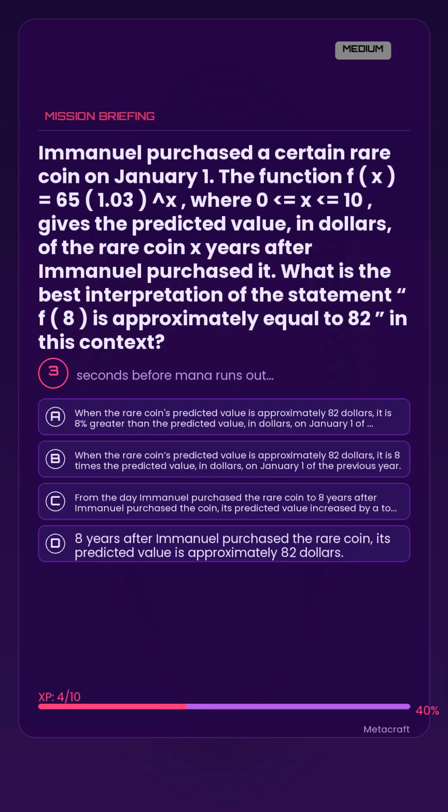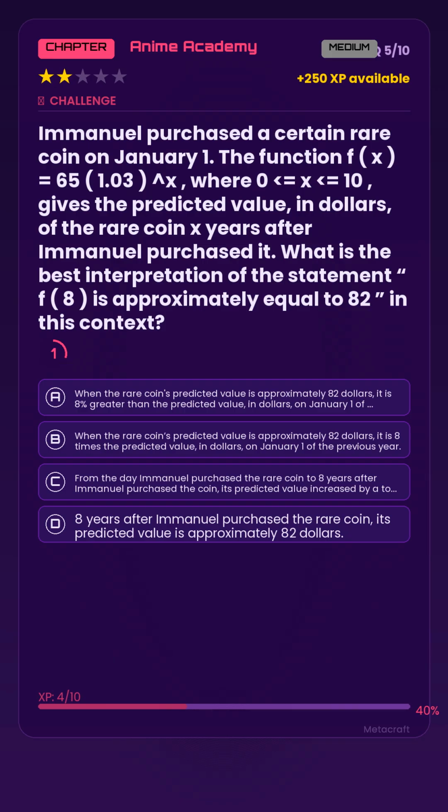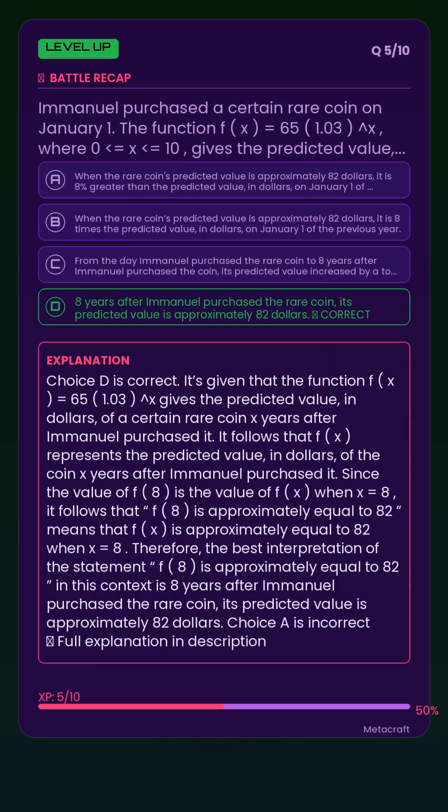Option C, from the day Emmanuel purchased the rare coin to 8 years after Emmanuel purchased the coin, its predicted value increased by a total of approximately $82. Option D, 8 years after Emmanuel purchased the rare coin, its predicted value is approximately $82. The correct answer is D.